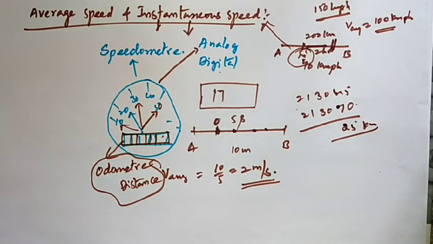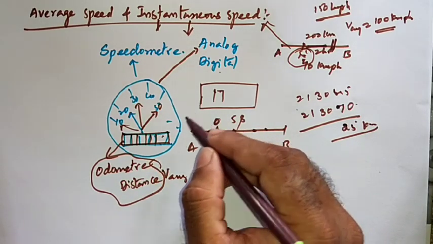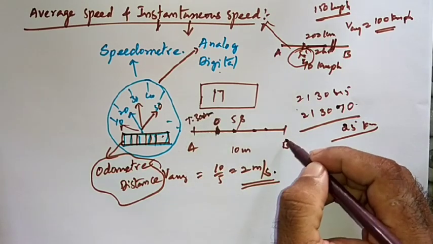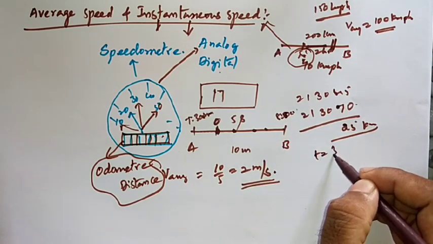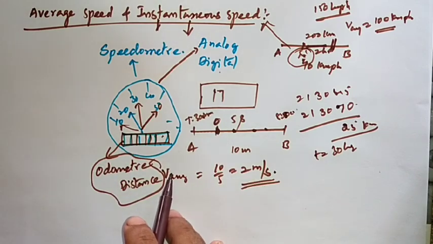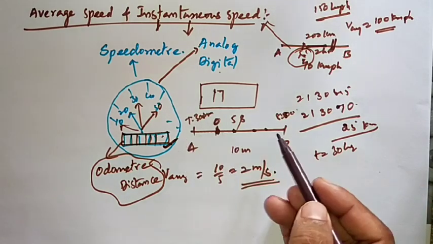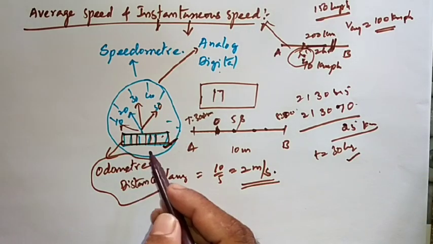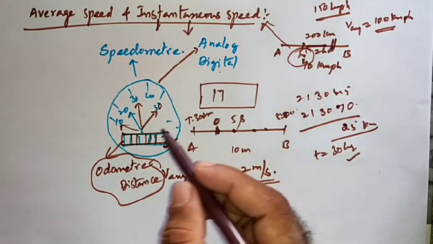Understood? You can also calculate the time. When you start at A, for example, it is 7:30 a.m. When you reach B, it is 8 a.m. Then how much time have you taken? Half an hour. Then you can calculate the average speed of the vehicle. So by observing the odometer readings and a stopwatch or your watch, you can calculate the time, and by that you can calculate the average speed of the vehicle. For instantaneous speed, at any moment you can see the speedometer, which gives the instantaneous speed.